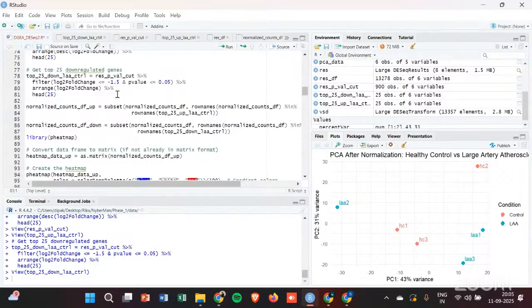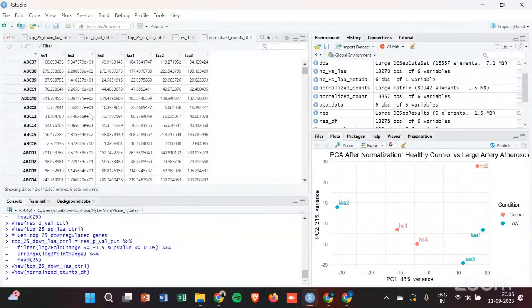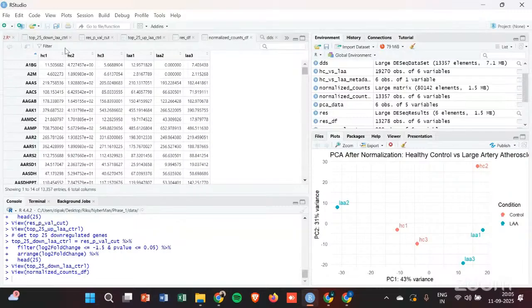So let us first understand the heat map. In order for us to plot the heat map, first we need the normalized counts values. That is, from the normalized counts, we want only the values of the ones which are part of our top 25 upregulated genes. If I run this, it will subset the normalized counts df. The normalized counts df, if you guys remember, is this, but it has all the genes. It has all the 13,000 genes, right?